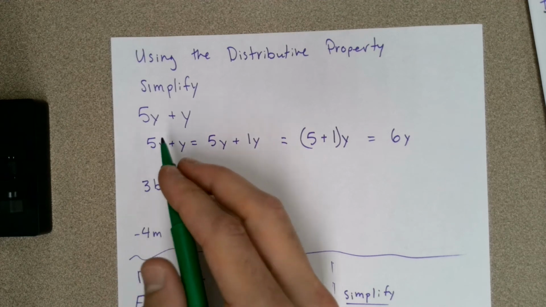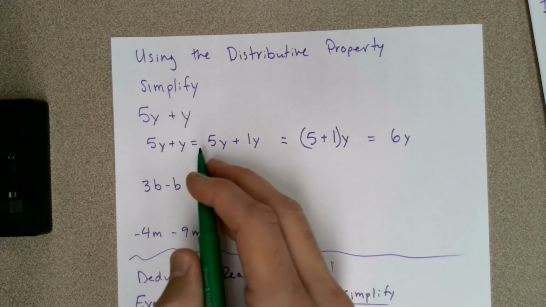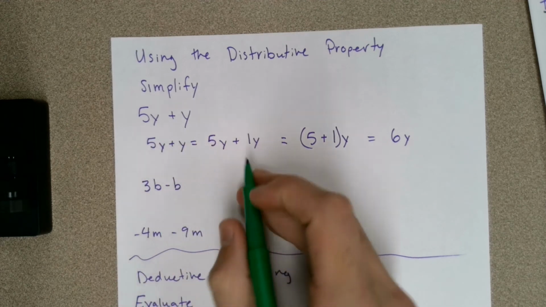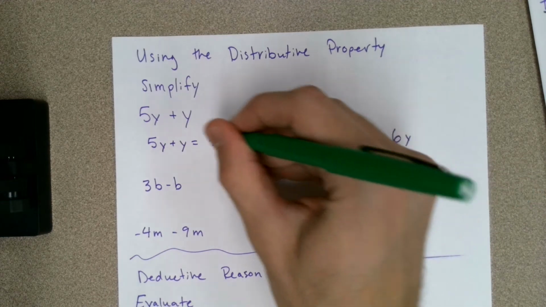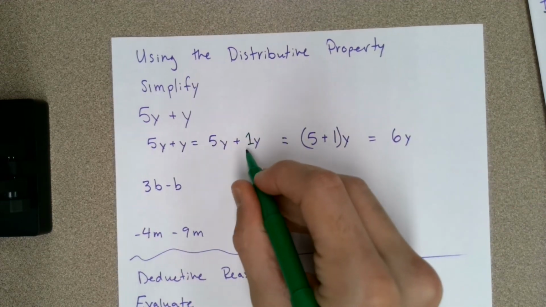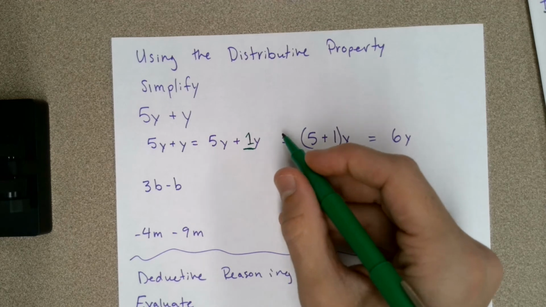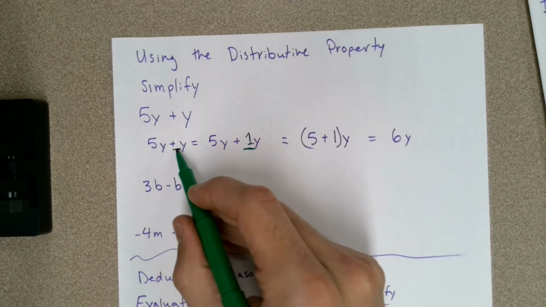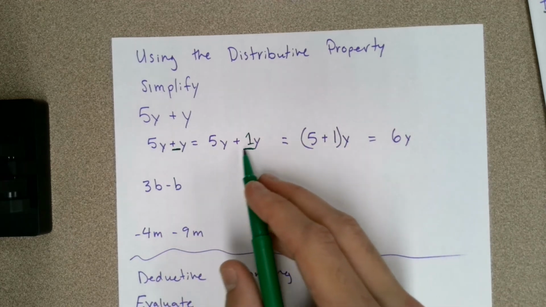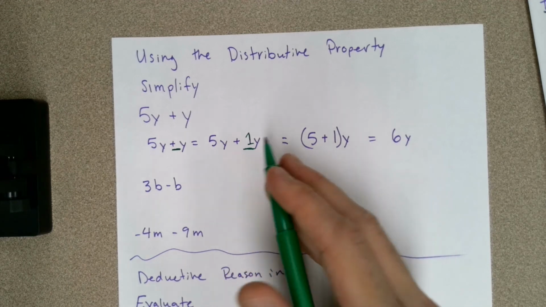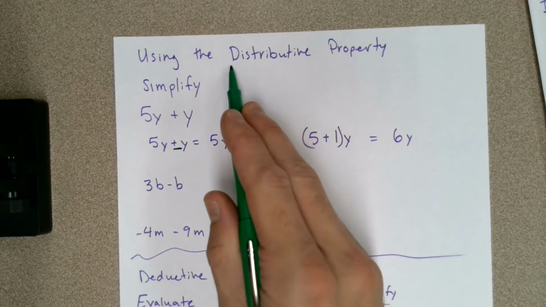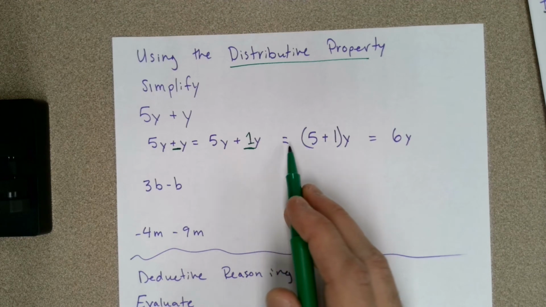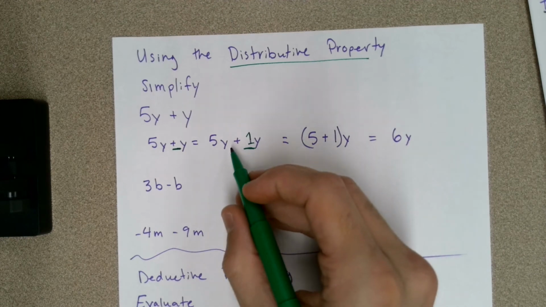So I already did this one actually. 5y plus y, I rewrote as 5y plus 1y. I put that 1 in front because I know that that's the coefficient there. It's hidden, but I know that it's actually a 1 sitting right in front here. 5y plus 1y, you probably already know what that is, but we're going to use the distributive property to rewrite this. That means I'm going to take out this y.